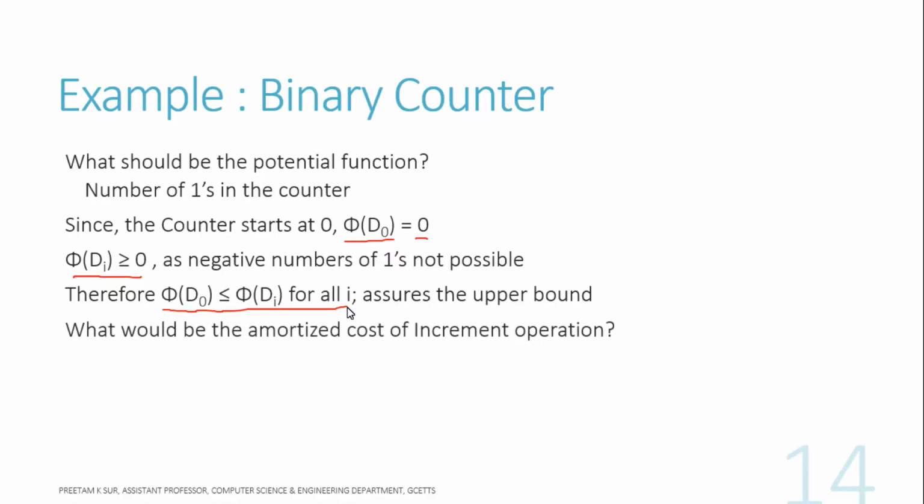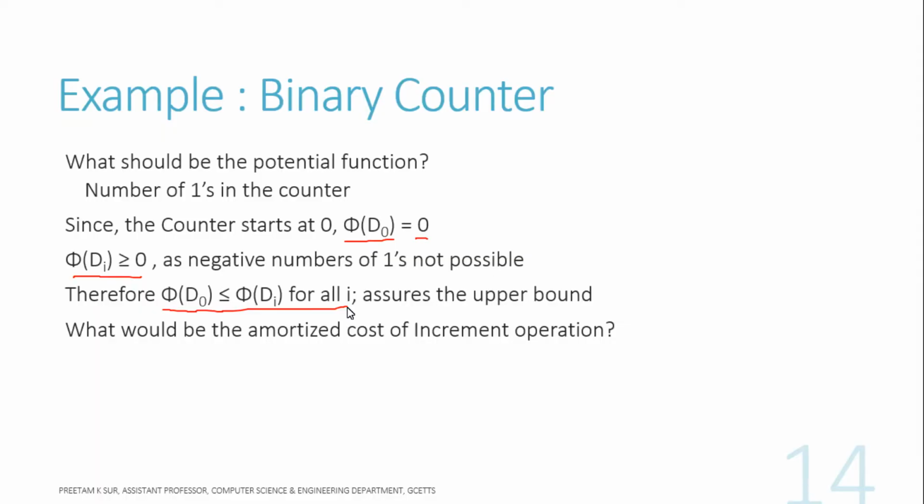So what will be the amortized cost of the increment operation? Again, if you look at the explanation, or look at the analysis we have done till this point, you can see that we have not assigned the amortized cost yet to the increment operation. Rather, we have defined the potential function. Okay, so let us see what will be the amortized cost for the increment operation.